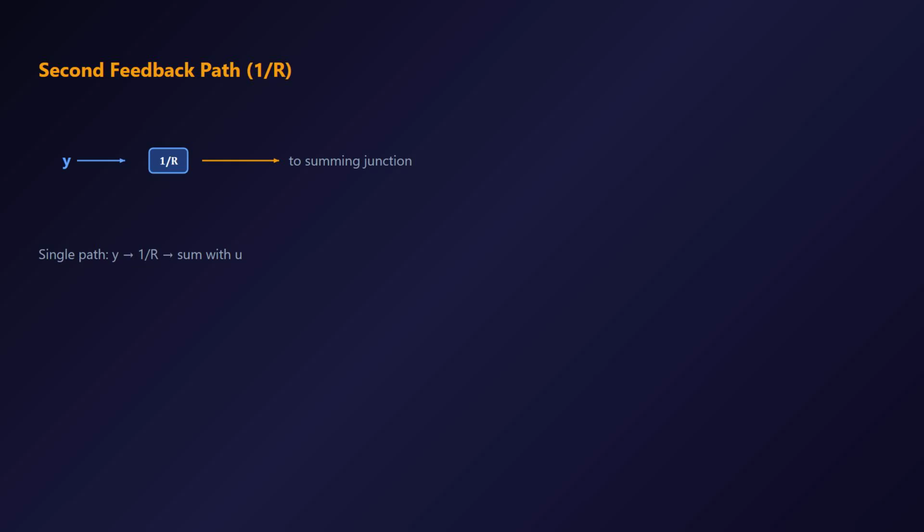Now the second feedback path. We take y, multiply by 1 over r, and this connects to the summing junction along with u. This is the single integral term. 1 over r times y. I draw a gain block with 1 over r. The input is y. The output goes to the summing junction. This represents the term 1 over r times y in our equation.